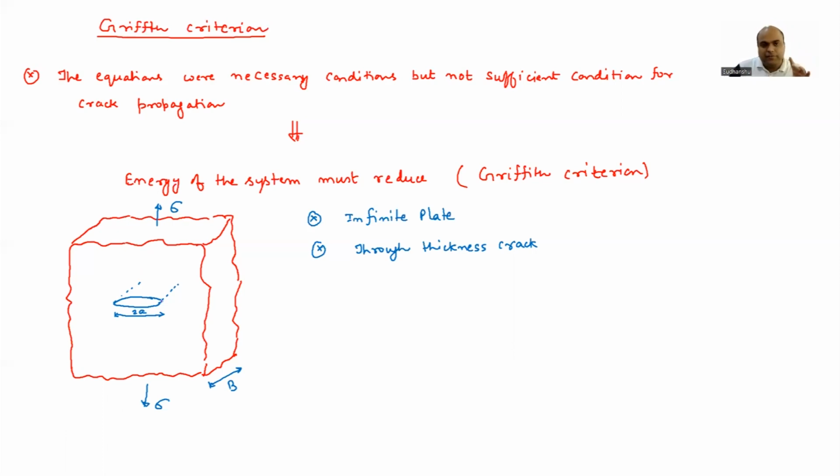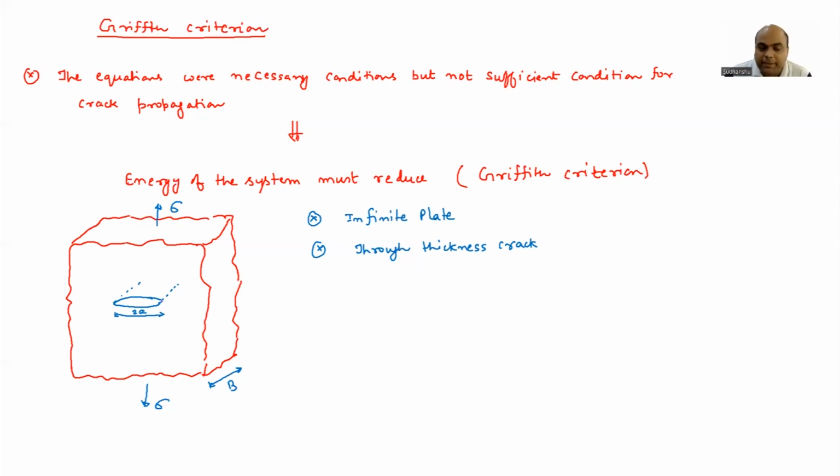Overall, whenever we have a crack, there are two energies associated with it. The first one is, since there is a crack, you're going to have two surfaces associated with this crack, and these two surfaces are going to have surface energy. So there will be an increase in energy due to the creation of these two surfaces. That is point number one.